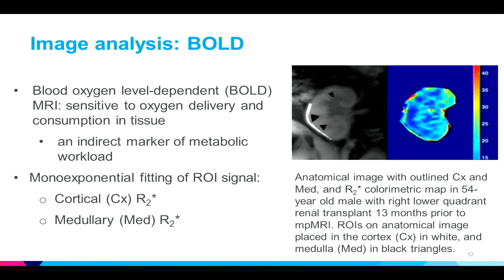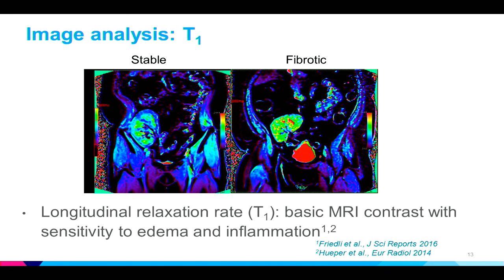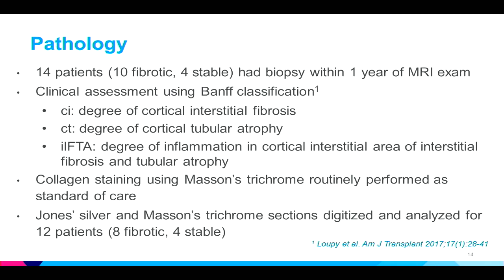We did not do a physiological challenge, though that's been done in the literature before, because it's sufficient to look at differences in cortical or medullary R2 star between the healthy and the dysfunctional group. T1 is a basic contrast, but here we show clear sensitivity, clear loss of corticomedullary differentiation on the T1 maps in the patient with fibrosis. And previous publications have shown it's sensitive to edema and to inflammation.